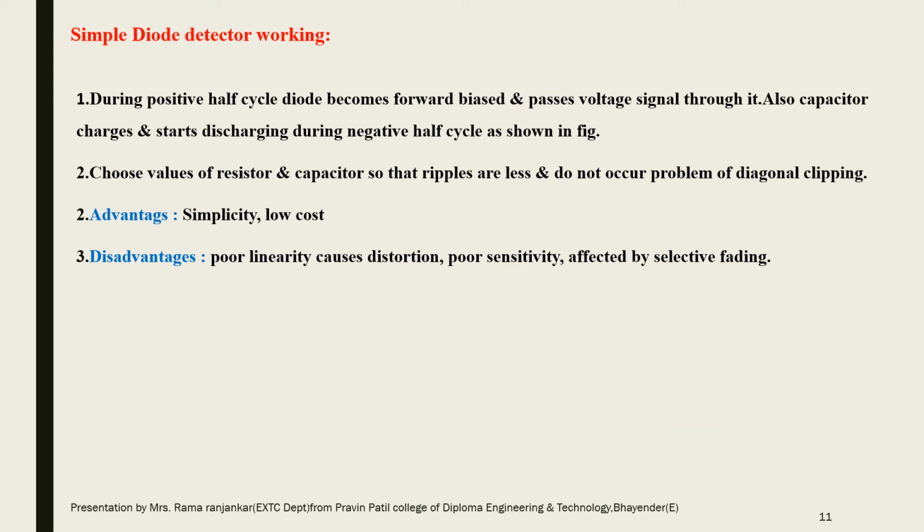Now in the simple diode detector circuit, we choose the values of resistor and capacitor properly so that the ripples are less and the problem of diagonal clipping does not occur. The advantage of the simple diode detector circuit is that it is simple, and so the cost is low. The disadvantage is poor linearity, and because of poor linearity distortion occurs. Sensitivity is also poor, and this circuit is affected by selective fading.